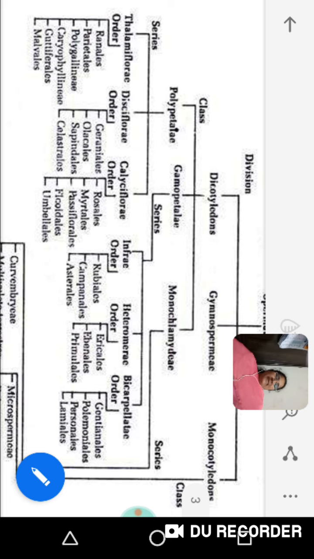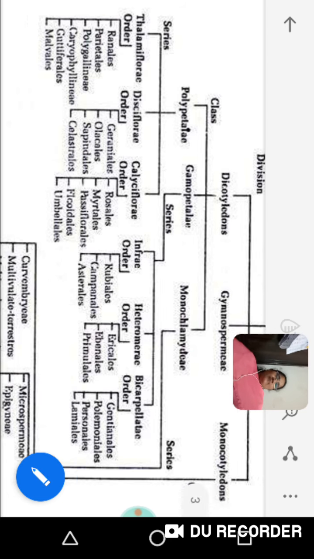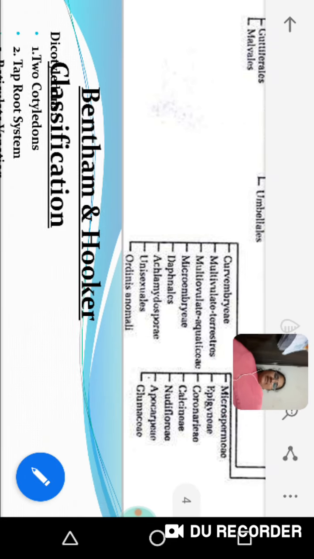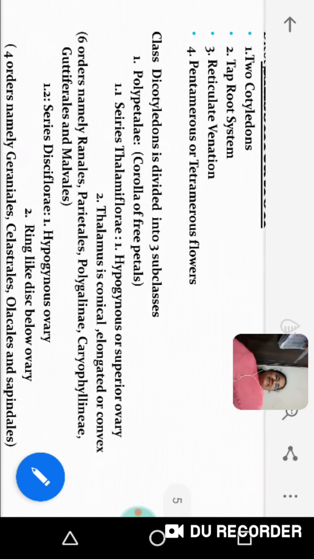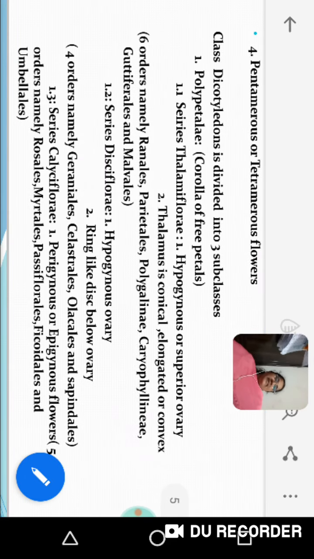So based on the perianth and based on the nature of the petals, the class dicotyledons is divided into polypetalae, gamopetalae and monoclamidae. So let us see, what does polypetalae mean? It is a self-explanatory word. Poly means free, petals means the flowers. If the flowers consist of free petals, all those plants are categorized under polypetalae. This polypetalae is again divided into 3 series, namely thalamiflorae, disciflorae and calciflorae.